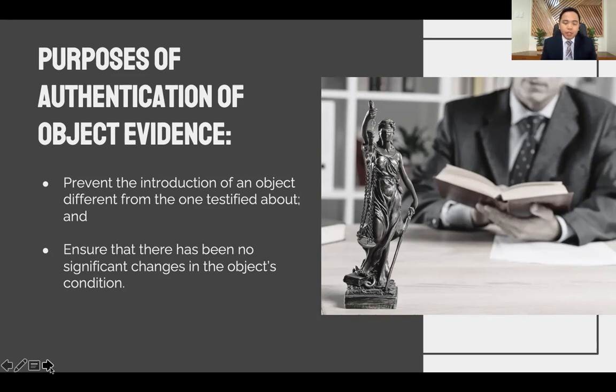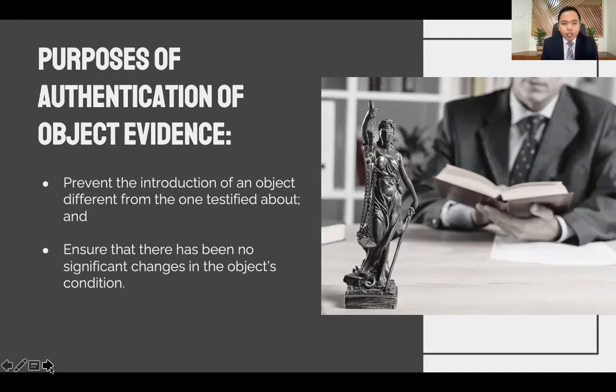So for example, the police officer will present the knife that was used in the killing of the victim. When you say authentication of evidence, that means that the witness will testify that the one being presented in court is the one that he was talking about when he executed his sworn affidavit. So you have to establish the identity of the object. In other words, that object referred to in your testimony is the one that was actually being introduced in court.